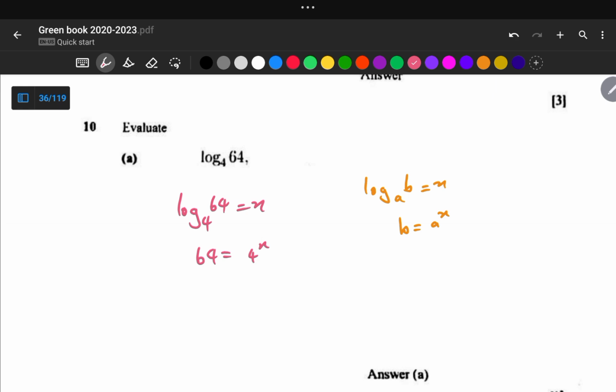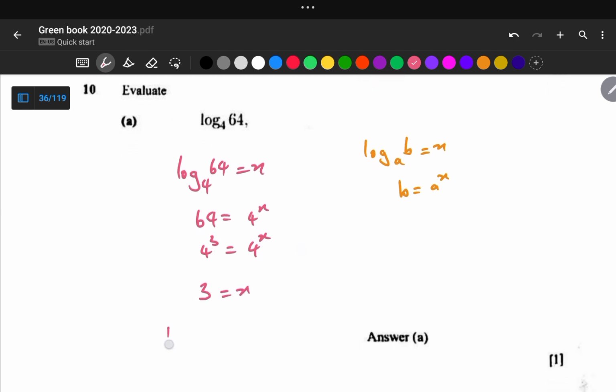So we can use this idea to simplify here to say 64 is equal to 4 raised to the power x, and we can also express 64 as 4 raised to the power 3. So 4 raised to the power 3 is equal to 4 raised to the power x. So if our bases are equal, we then equate the powers. So 3 is equal to x. So x is equal to 3. So therefore log 64 base 4 is equal to 3. So here is our final answer.